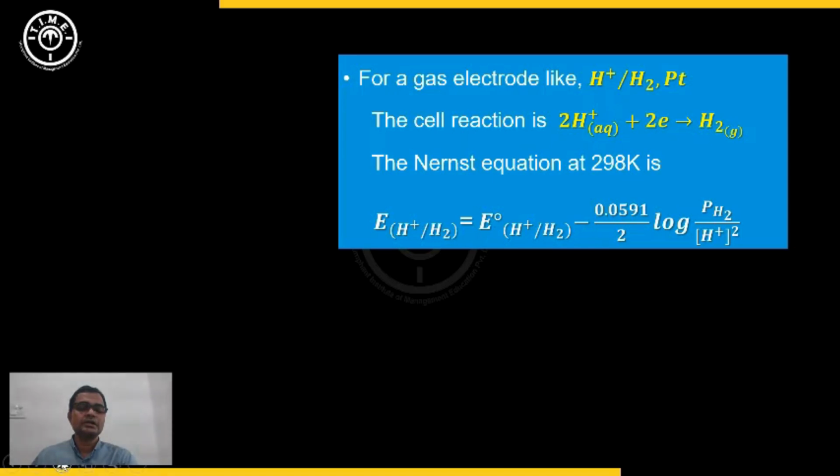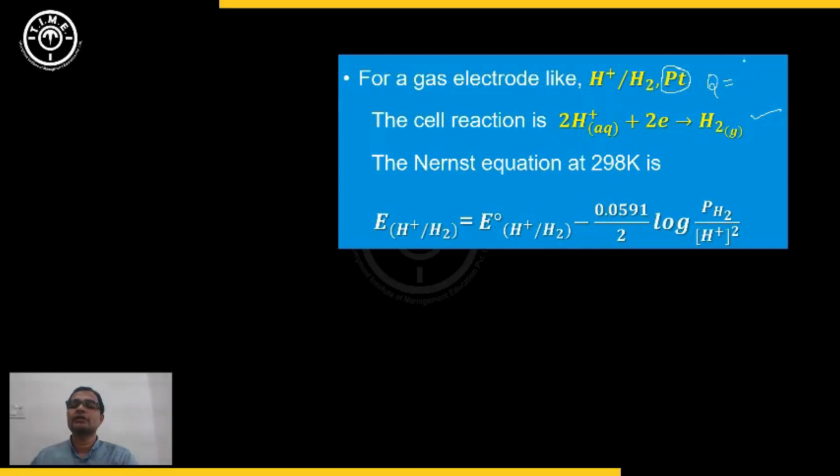Hydrogen electrode is a gaseous electrode where we use platinum as an inert electrode. So generally platinum is used as an inert electrode for a gaseous electrode. For this gaseous electrode, the cell reaction is 2H plus ion plus 2 electrons gives H2. This is a balanced equation. H plus ion is reduced to H2. Now what would be the reaction quotient?